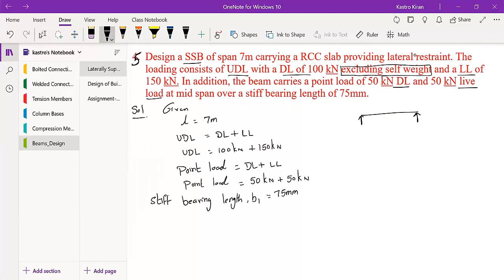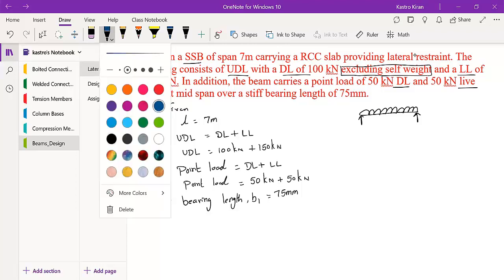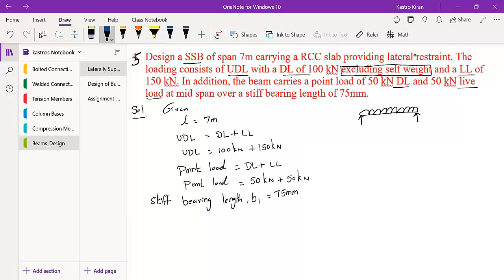That means you have a uniformly distributed load, and also a point load exactly at the center of the beam. That's what they have said. In addition, the beam carries a point load of 50 kilonewtons dead load and 50 kilonewtons live load at mid-span. If 7 meters is the total length of the beam, exactly at a distance of 3.5 meters you have the concentrated load. This is the data that is provided.